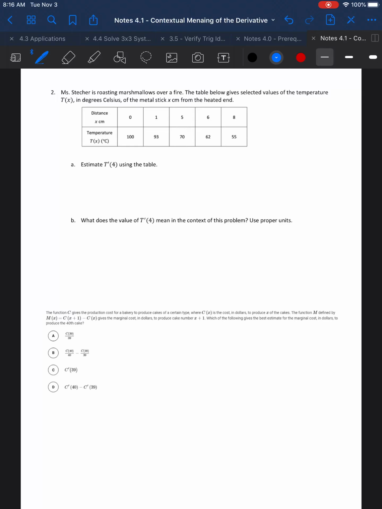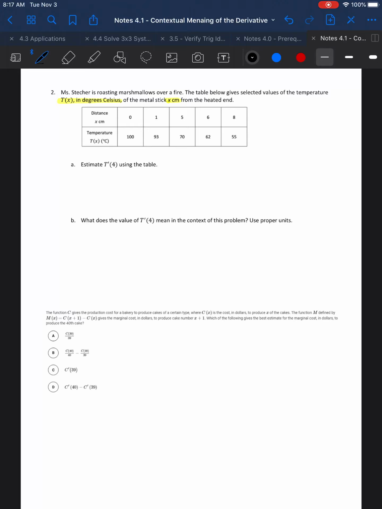Miss Stitcher is now roasting marshmallows over a fire. The table below gives selected values of the temperature, T of x in degrees, on a metal stick, x centimeters from the heated end. So here's my f of x. That's my temperature. X is my centimeters. Okay, we'll be using those later. Estimate T prime of 4 using the table.